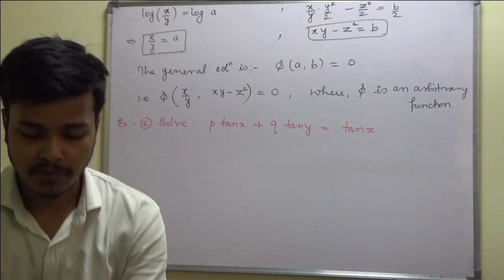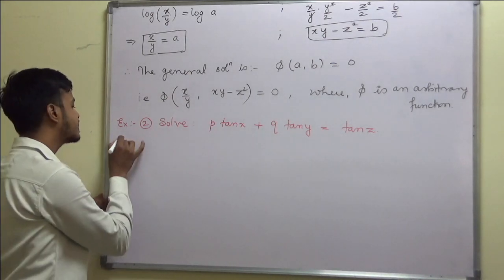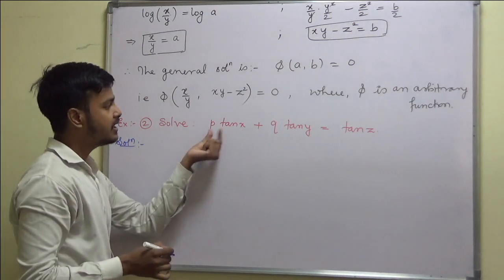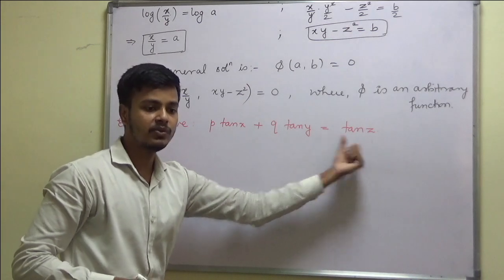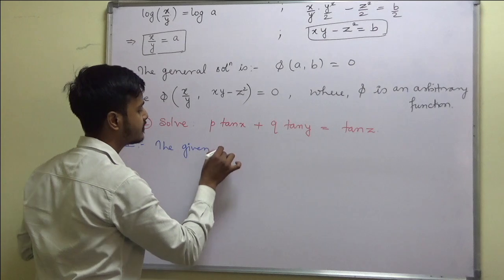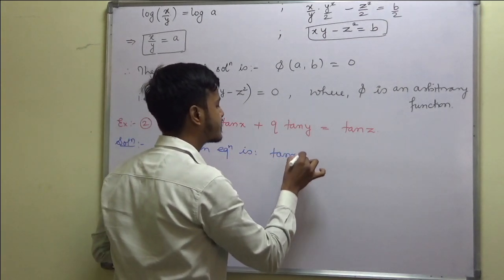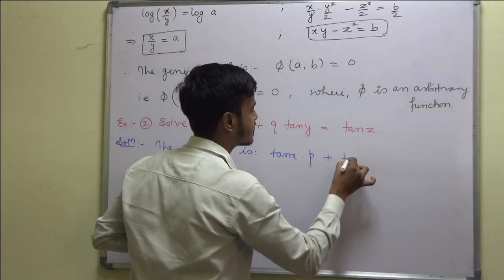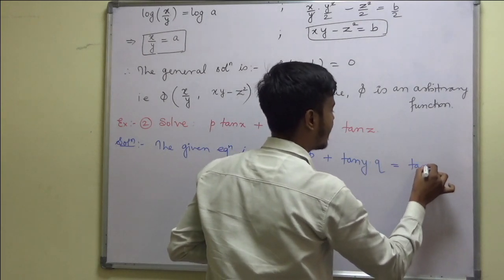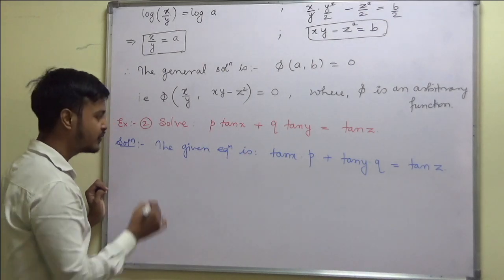So this is the problem we have, and we have to get the solution of this. What is the first step? The first step is to write down the given equation in the form Pp + Qq = R. We can write the given equation as 10x into p plus 10y into q is equal to 10z. So this is of the form Pp + Qq = R.